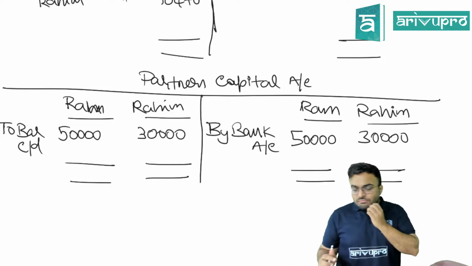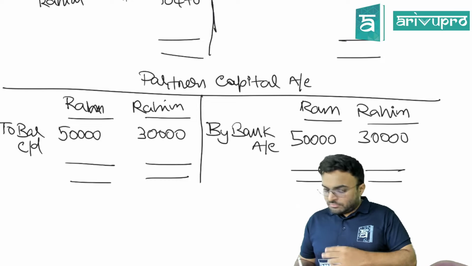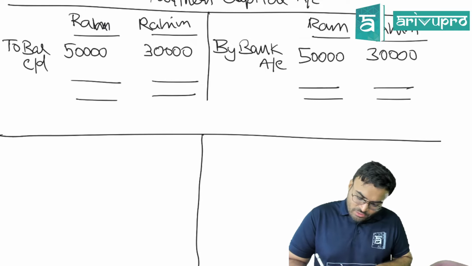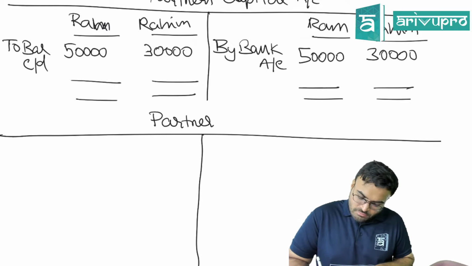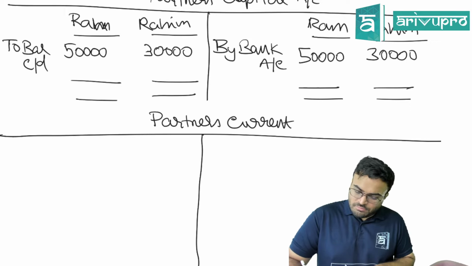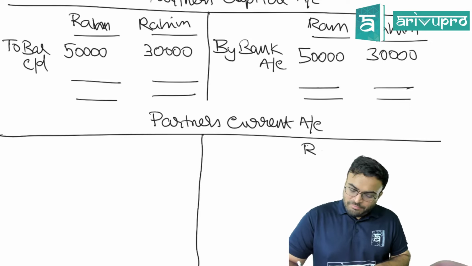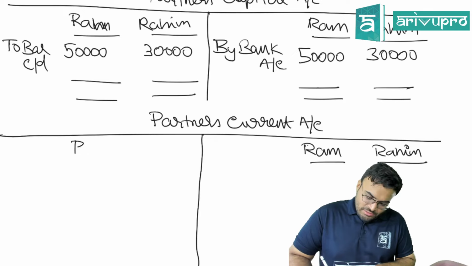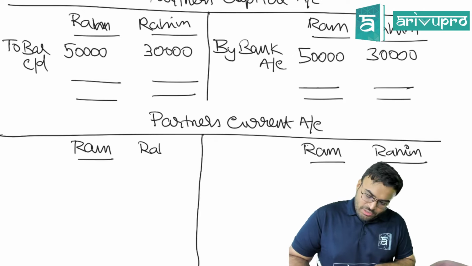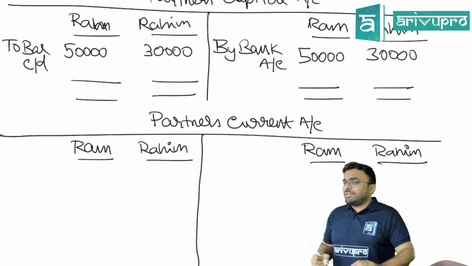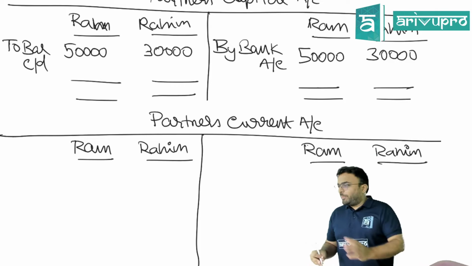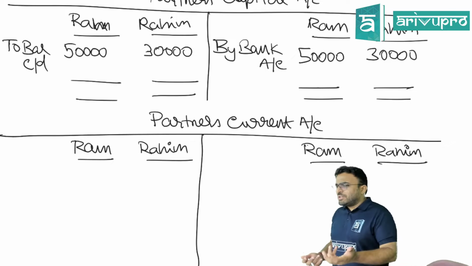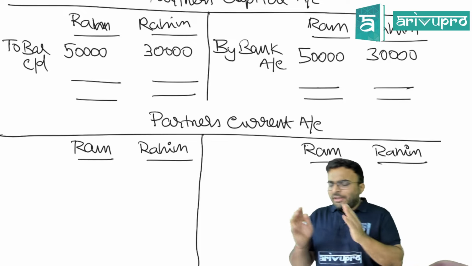Can we go further? What did they ask next? Partner's current account. We have Ram. We have Rahim. Always when you're preparing capital account or current account, prepare in columnar form. It becomes easy and avoids mistakes. Otherwise you have to prepare two ledgers. And as we go further, in bigger questions you can't prepare multiple. You're going to prepare in columnar form.